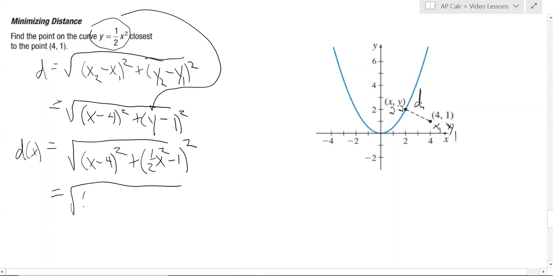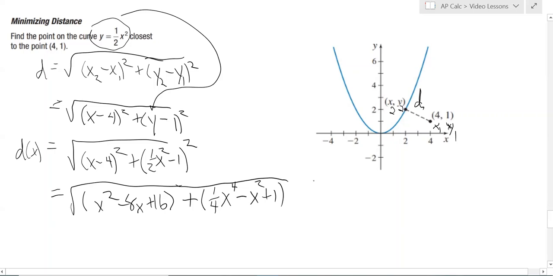So the (x minus 4) squared is going to be x squared minus 8x plus 16, plus the (1/2 x squared minus 1) squared is going to FOIL to 1/4 x to the 4th minus x squared plus 1. Okay, all that's still under the radical. And then if we simplify that, clean it up a little bit, you'd end up with 1/4 x to the 4th minus 8x plus 17.